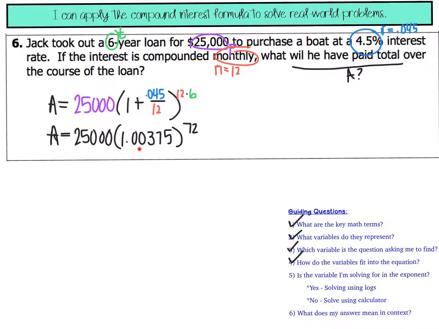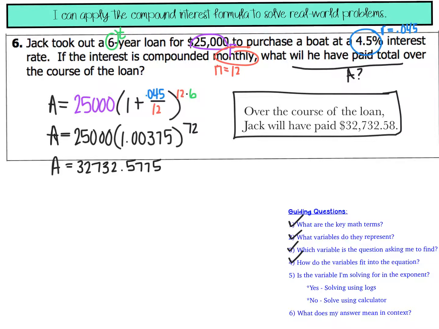So I can literally just type that into my calculator and see what my answer is and what it means in context. And I end up with 32,732.5775. So to answer the question, over the course of the loan, Jack will have paid $32,732.58.